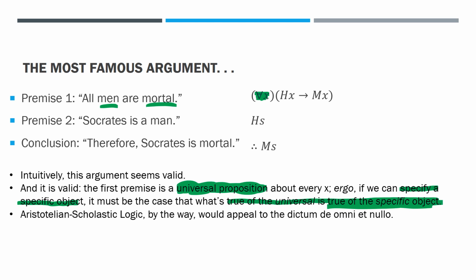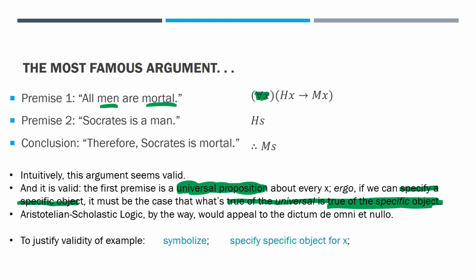Aristotelian scholastic logic, by the way, would appeal to the dictum de omni et nullo, which means the maxim of all and none. We have a maxim. The first premise is all men are mortal, so it's a maxim. So every particular man must also be mortal. Socrates happens to be a particular man, so therefore Socrates must be mortal.